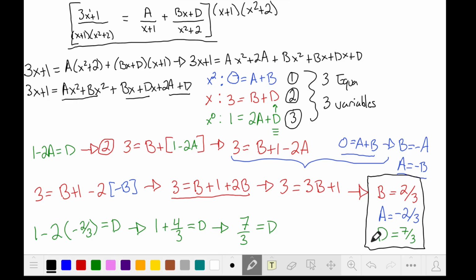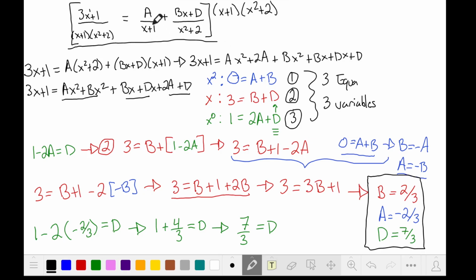And if you want to check your answer, all we have to do is plug our values of A, B, and D into A, B, and D, and then combine these two fractions. The easiest way would be to make the factors at the bottom look the same. So I would multiply the first term by x² plus 2 on the top and the bottom. I would take the second term, multiply by x plus 1 at the top and the bottom. That way the bottom terms match, or in other words, it's basically just cross multiplication.